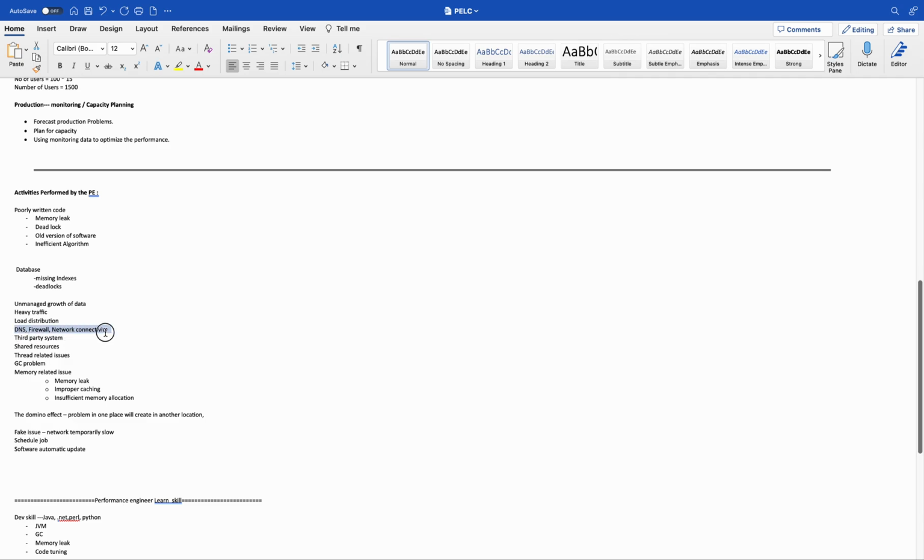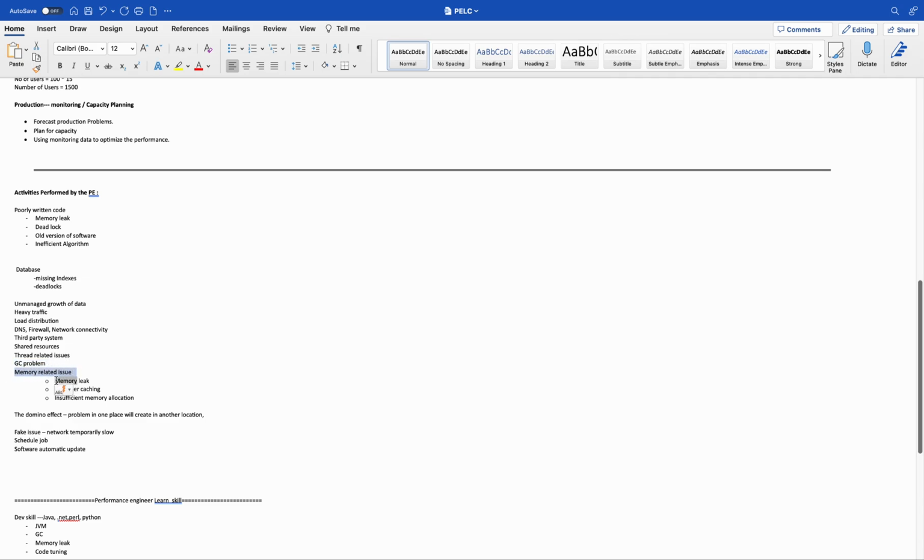The next one is DNS, firewall, network connectivity issues, third party systems, and shared resources, which are also kinds of issues. These are the issues that we commonly see as a performance test engineer. Thread related issues, GC problems. GC is nothing but a garbage collection problem.